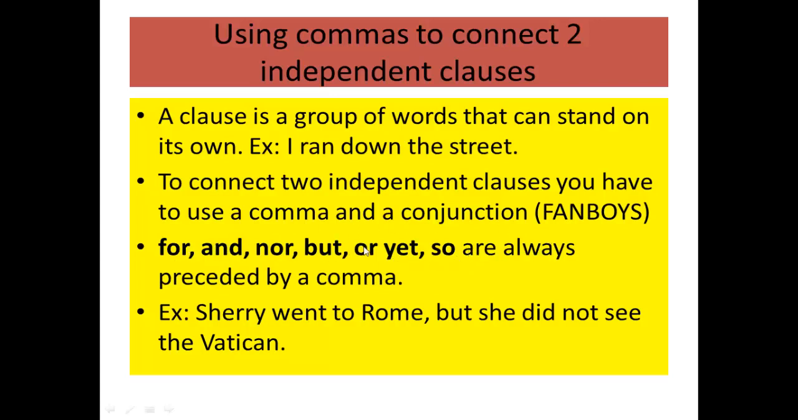Each of these conjunctions are always preceded by a comma. And you can see that right here. I forgot to put a comma between or and yet. So here's an example of a mistake. And if I were to do this on the test, I would lose some points. I wouldn't fail, but I would lose some points. So there should be a comma right here between or and yet. All right, here's an example. Sherry went to Rome, but she did not see the Vatican. All right, so right before the conjunction but, I put the comma.